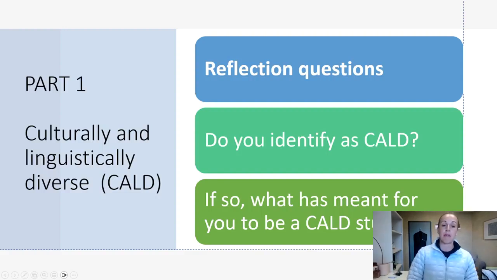But I'll ask you to start by reflecting on this question. Do you identify yourself as someone with cultural and linguistic diversity? And if so, what does it mean for you to be a CALD student? So take those questions, pause the lecture for a moment, and write a few notes about that in your notes. And I'd really like you to revisit those questions at the end of the two parts of the lectures and to have a think about them again and see if your understanding or perspective has grown or changed after your learning through these lectures. So pause and do that now.